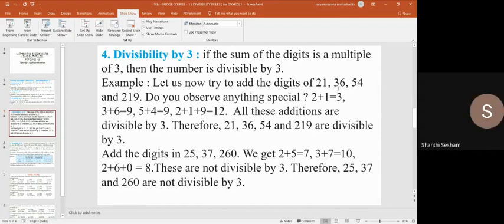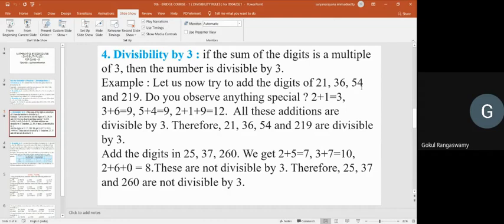Yes, sir, it is divisible. How do you say? Sir, 3 plus 6 is 9, and 9 is in the 3 table. Yes, very good. Similarly, take the next number, 54.